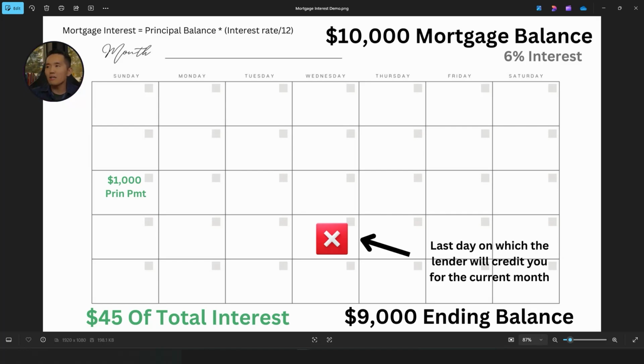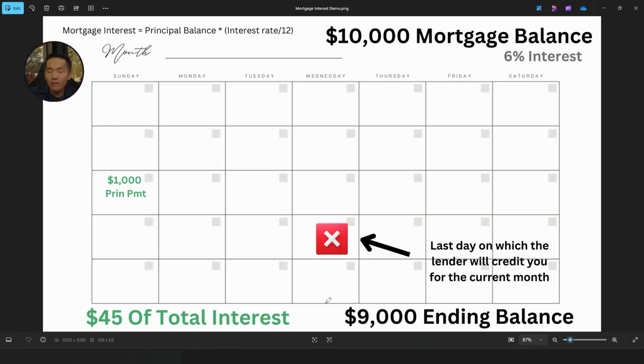So in this illustration, what I'm trying to demonstrate is that let's say we have a $10,000 mortgage balance with a 6% interest. That's our annual percentage rate. Most interest rates are expressed in an annualized fashion. And let's say we make a one-time $1,000 principal payment on this particular day on this calendar.